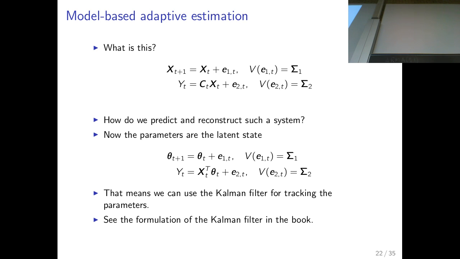Whereas in the adaptive, you forget all parameters in the same manner. What you have here is that by picking the diagonal elements of sigma 1, you can say, well, how much do I trust the individual parameters?